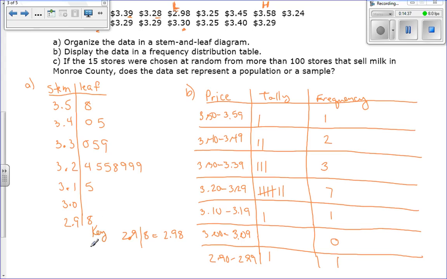And then the last one says, if the 15 stores are chosen at random from more than 100 stores that sell milk in Monroe County, does this data represent a population or sample? Well, in order for it to represent a population, it has to be all of the 100 stores, and since it's only 15 of them, this is a sample.